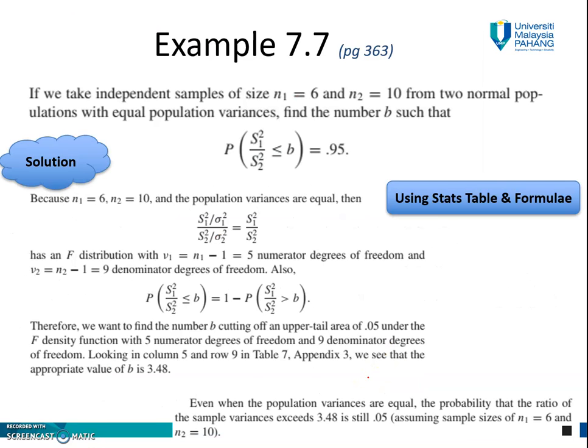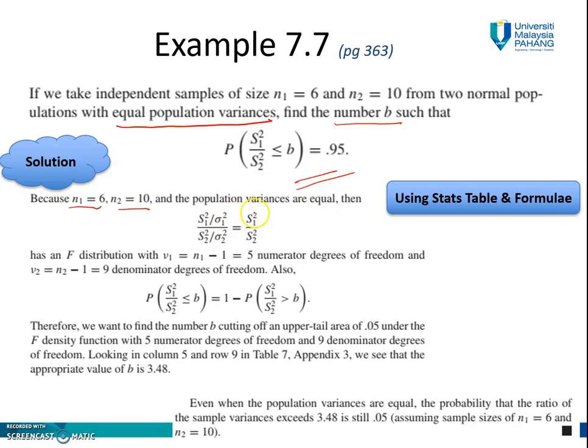All right, so look at Example 7.7, page 363. Consider that we take independent samples of size n1 equal to 6 and n2 equal to 10 from two normal populations with equal population variance. Find the number B such that this holds. This is what you have done before in applied statistics. How do we solve this? Use the statistical table and formula. Now you know n1 is 6 and n2 is 10. By using the formula here, you can see that the population variances are equal.